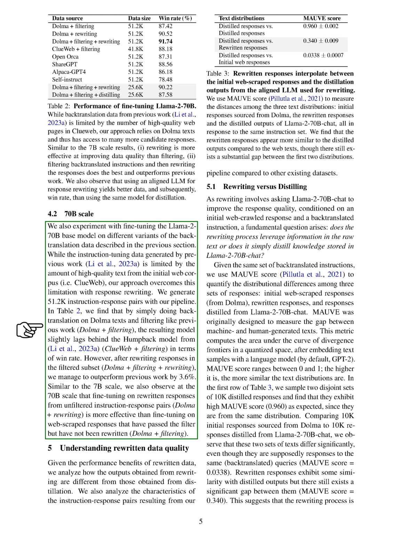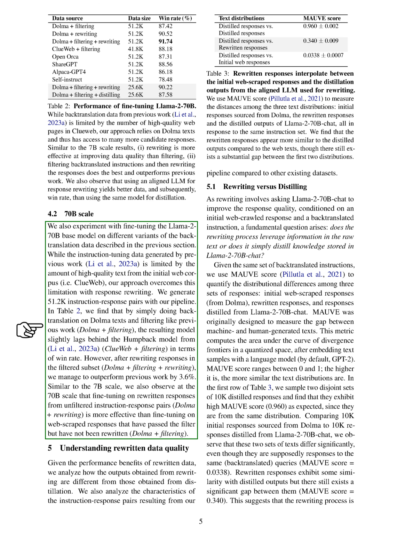Our approach, which includes response rewriting, overcomes the limitations of previous work that relied on high-quality text from the initial web corpus. We generate 51.2K instruction response pairs. While back translation and filtering alone yield a model that slightly lags behind previous models, adding rewriting allows us to surpass them by 3.6%. Similar to the 7B scale, we observe that fine-tuning on rewritten responses is more effective than on filtered responses that have not been rewritten.